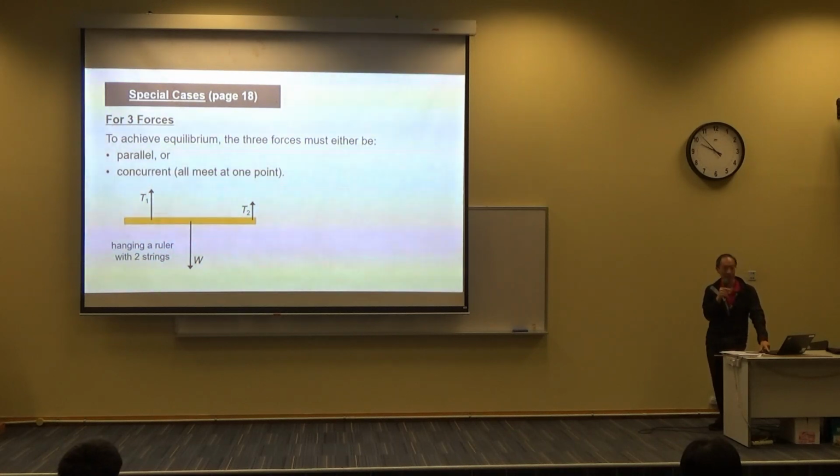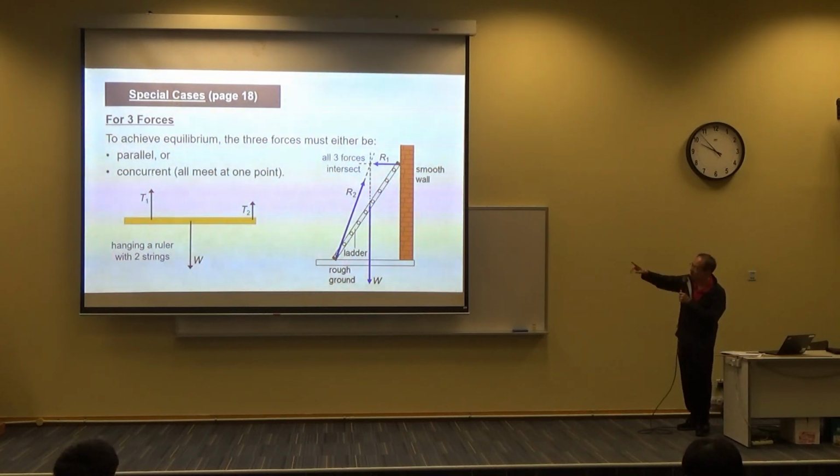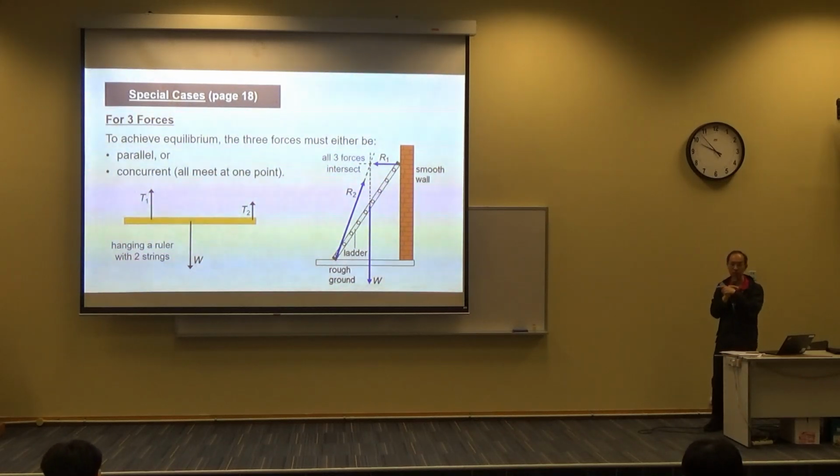Now comes the interesting one: or they must be concurrent, meaning they all meet at the same point. And again, I'm going to use the ladder. You realize when I drew this diagram, R2, R1, and W, if you extend the lines, they will all meet at one point. They all intersect at one point. So this is called concurrent. And if this is achieved, then for sure this ladder is in equilibrium.